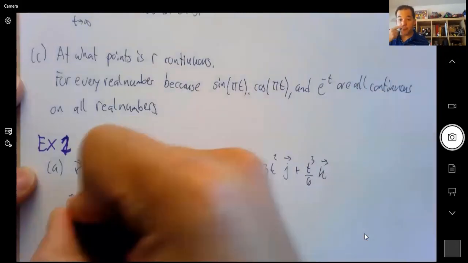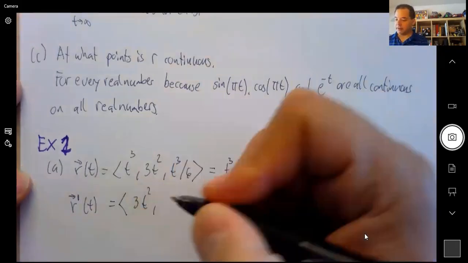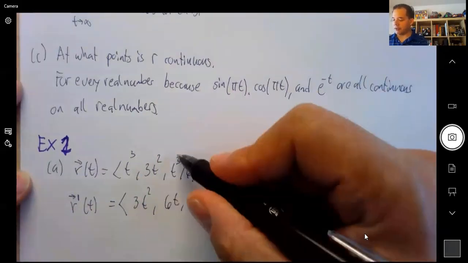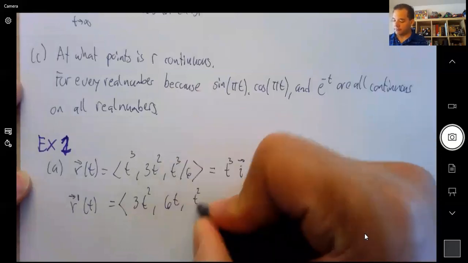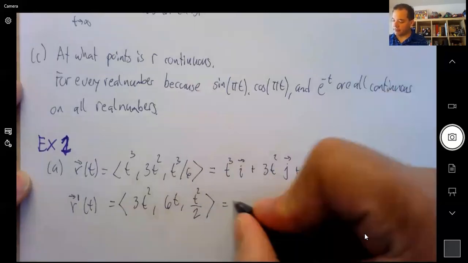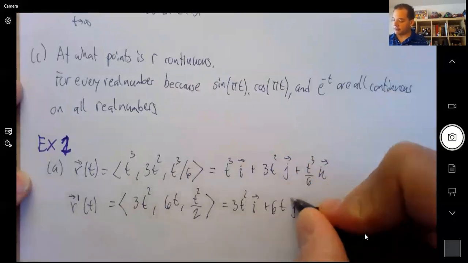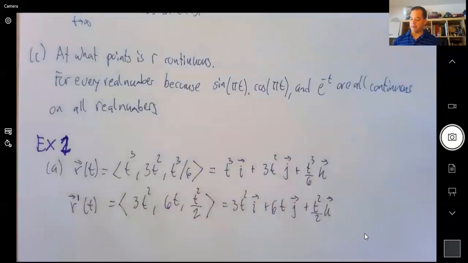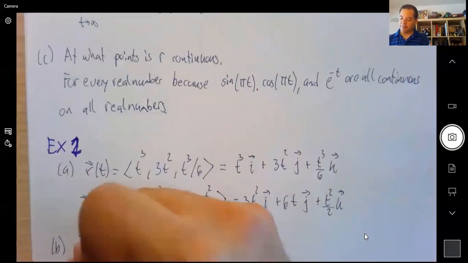What is the derivative? Super easy. You do the derivative of t cubed. Bam. The derivative of 3t squared. There you go. And the derivative of t cubed over 6. So that would be t squared over 2. And you can write it like this, or you can write it with the i, the j, and the k. Up to you. Either way is correct. Whatever you prefer. Okay? Easy peasy, right? Let's do the part B.